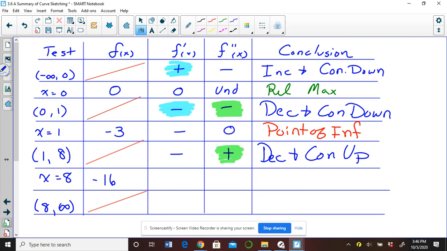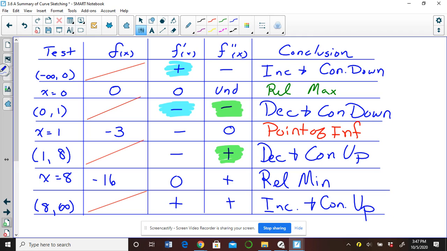So now, at 8, we have -16 for our function value, 0 for our f prime value, and a positive for our f double prime value. So we know it's a critical number because f prime was equal to 0. And now we know that we're concave up, which indicates we have a relative min according to the second derivative test. And then on our interval from 8 to infinity, so let's say 9, f prime at 9 is positive, f double prime at 9 is positive, therefore we're increasing and we're concave up.